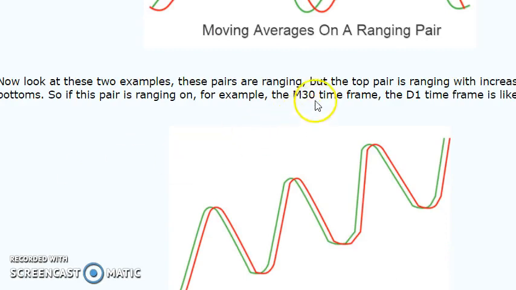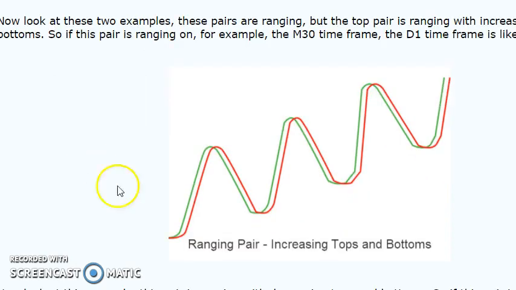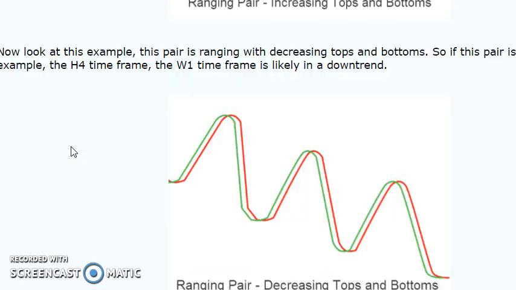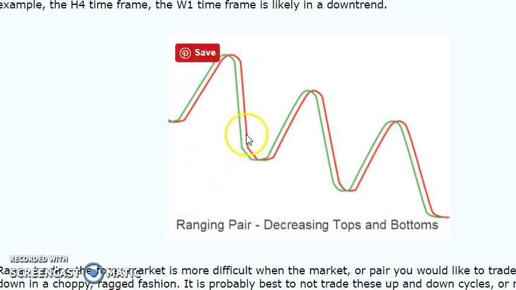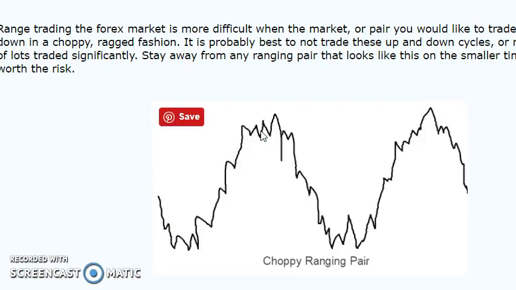Now in some cases you'll have smaller time frames. Let's say the M30 time frame is cycling up, and it's actually ranging, but it's got increasing tops and bottoms. This pair is actually in an uptrend, so your entry points would be right around here when it reverses course back into the trend. Similarly, sometimes the smaller time frames are oscillating and ranging within the context of a downtrend, and you can have an entry point for a sell right here. But these are smaller time frames within the context of a larger time frame.